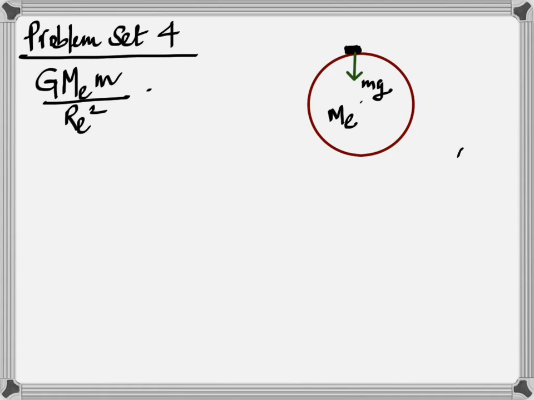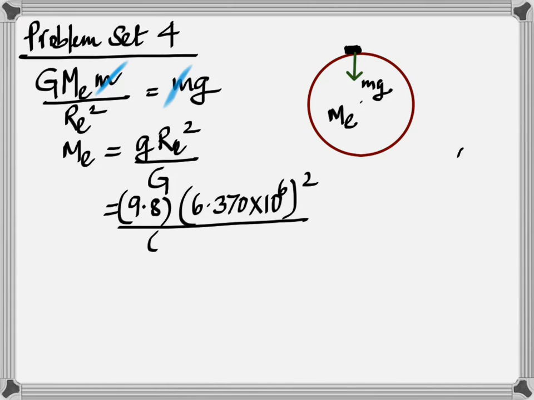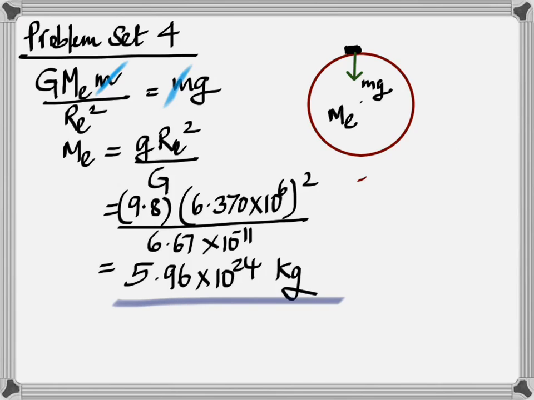Question 1, that's the gravitational force is also equal to the weight, so the same force is given in two different ways, which you can rearrange and calculate the mass of the Earth. 5.96 times 10 to the 24. Now to find the density, all you got to do is mass divided by the volume.